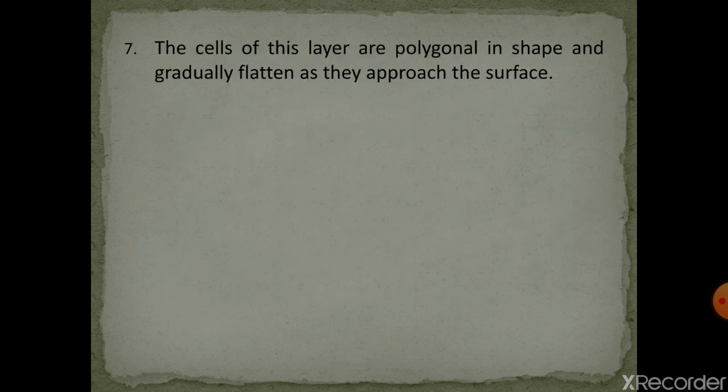The cells of this layer are polygonal in shape and gradually flatten as they approach the surface, as they approach the outside towards the stratum corneum. The cells of this layer become gradually flattened.